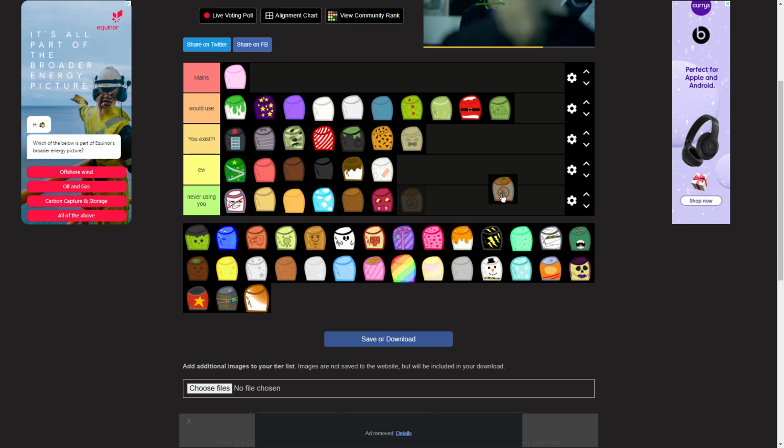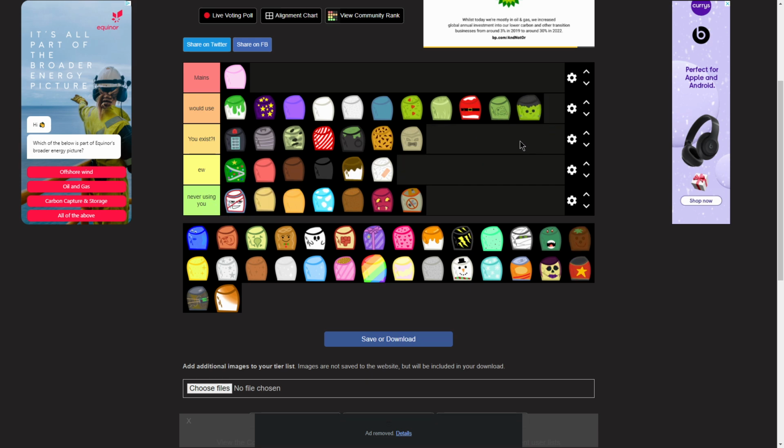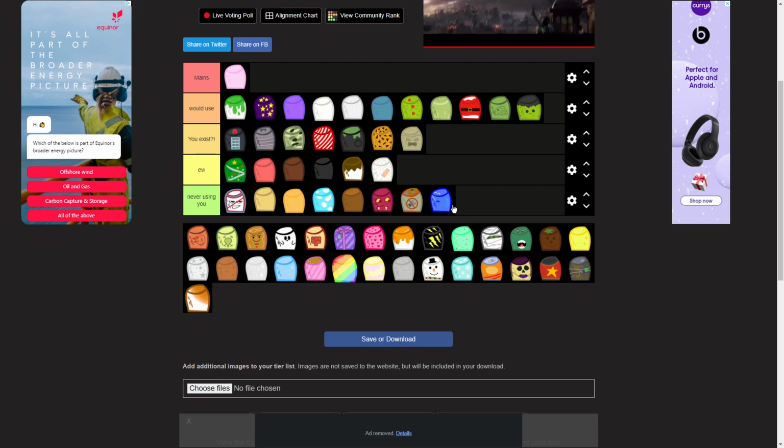This one, I would never use you. Sorry. Frankenstein, I would use you for green people. What is this? I am never using you as well. What is this fish face going on? It's kind of confusing me.